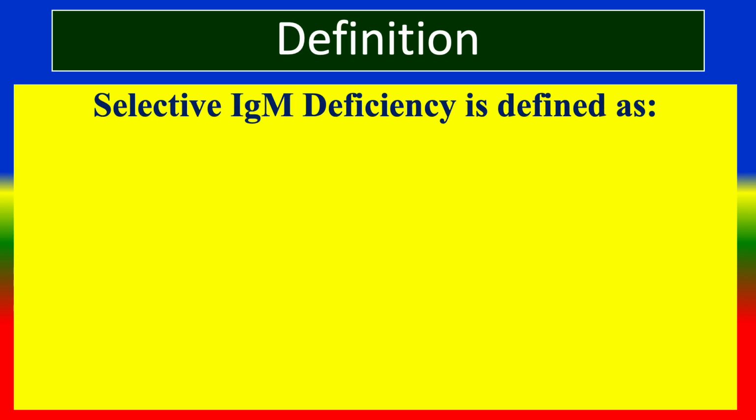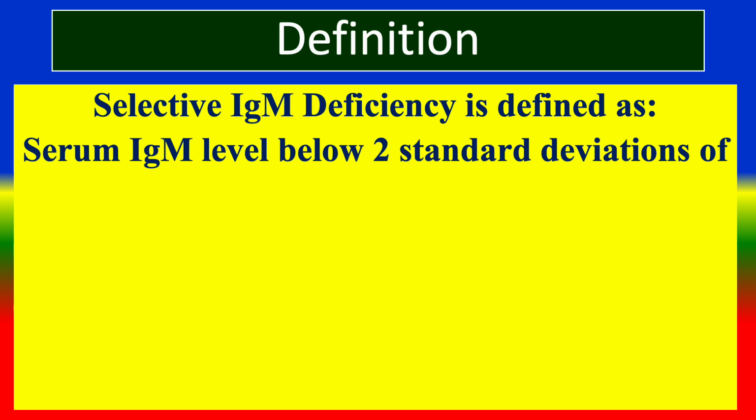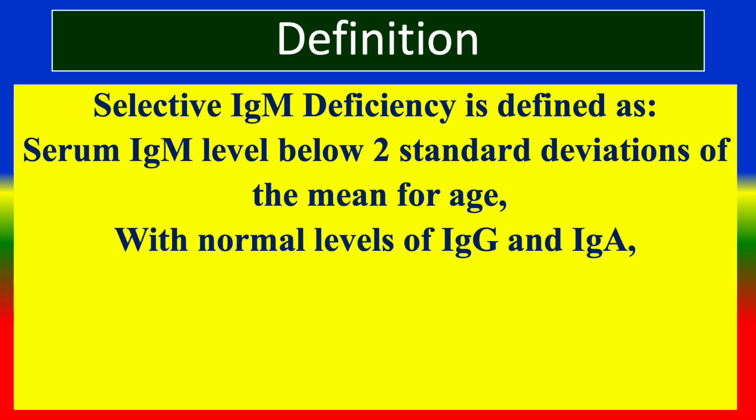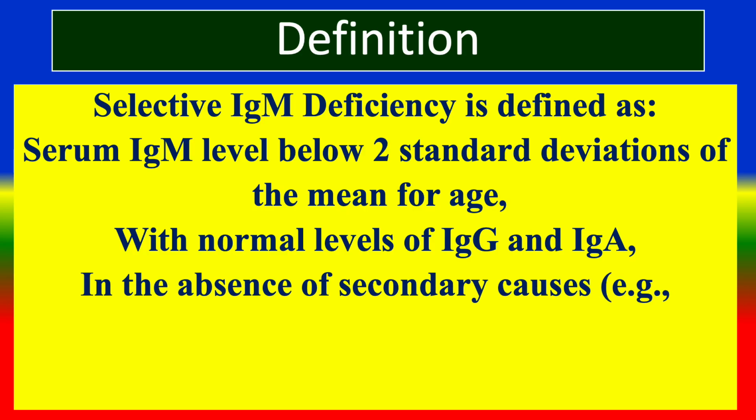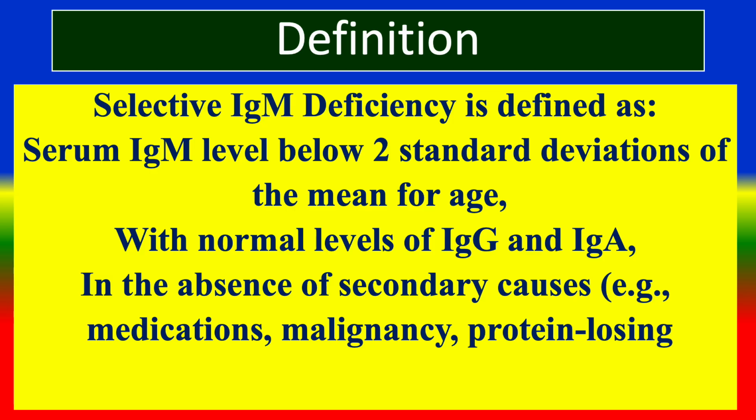Definition. Selective IgM deficiency is defined as serum IgM level below 2 standard deviations of the mean for age, with normal levels of IgG and IgA, in the absence of secondary causes, example medications, malignancy, protein losing conditions.